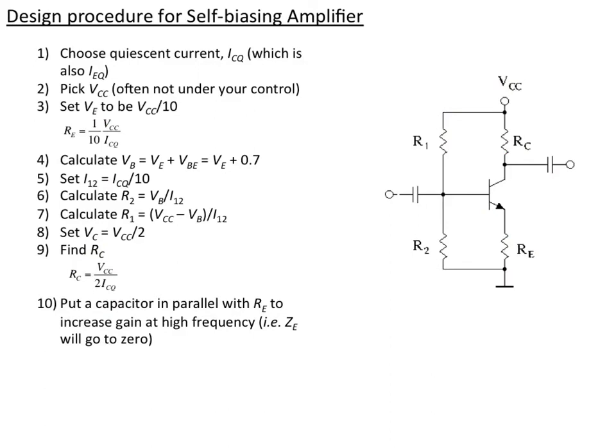The final step, which is not shown in this diagram, is to put a capacitor in parallel with the emitter resistor and call it C sub E. That is because at high frequencies we can get a much bigger gain if we let the impedance on the emitter go to 0. That doesn't change your biasing, because the biasing is a DC current, and that will still go through RE, but a high frequency doesn't see RE, it sees the capacitor.